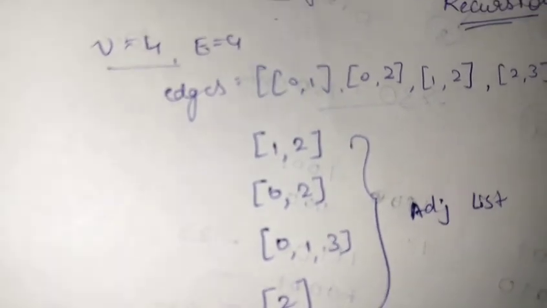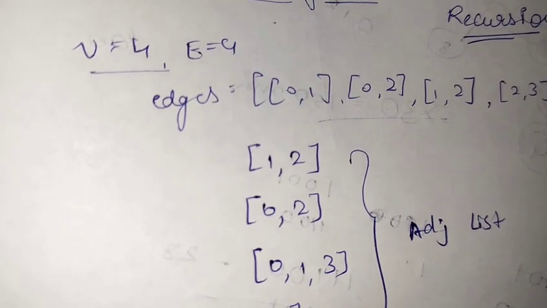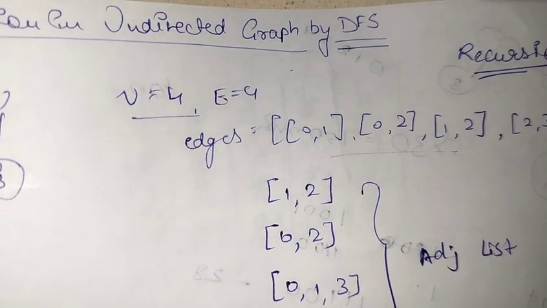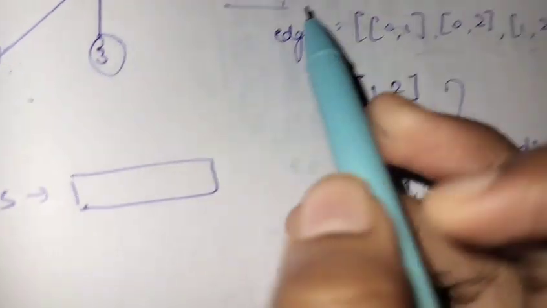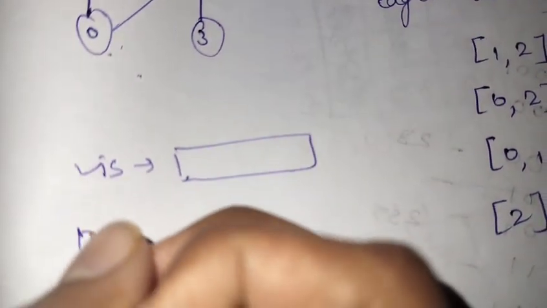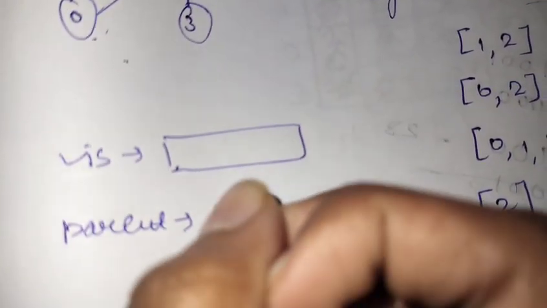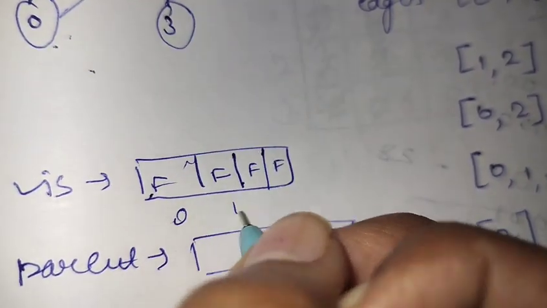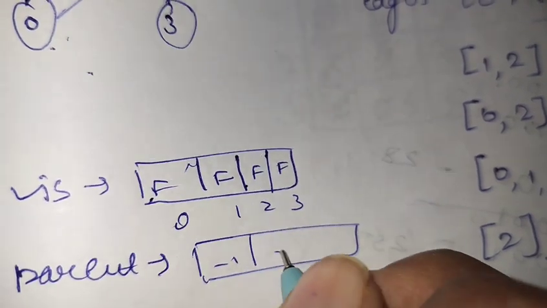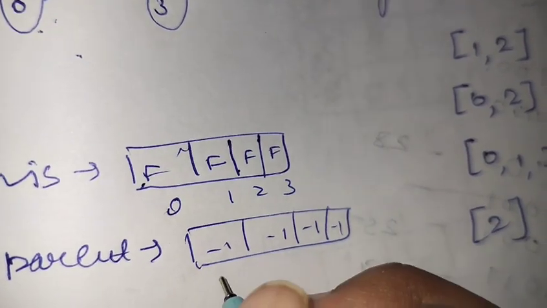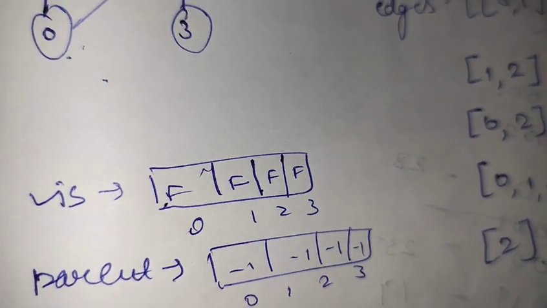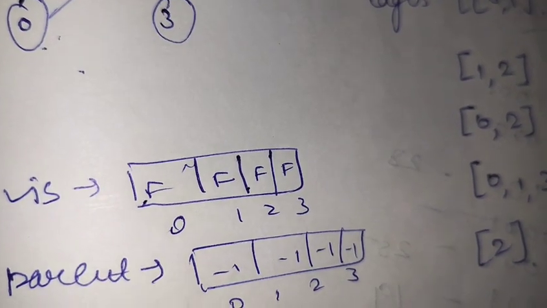Now I'm going to make two arrays like how we did for undirected graph cycle detection in BFS. We are going to make one visited array which is going to be boolean, the same length as V, and a parent array. Here I am going to initialize as false first because we haven't traversed any. And here it will be -1, -1, -1 for initial. Okay.